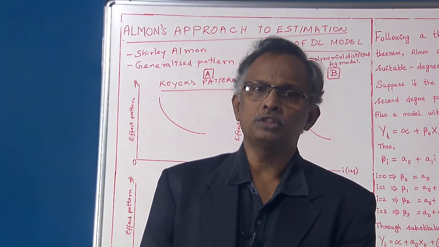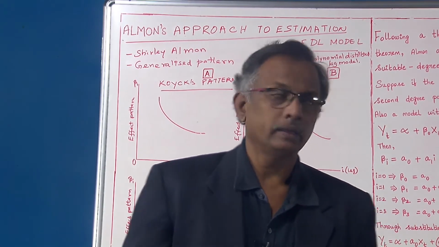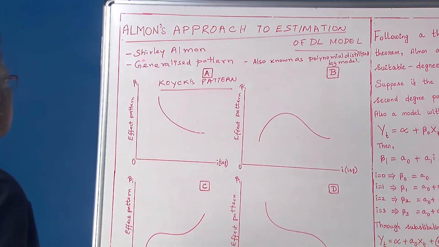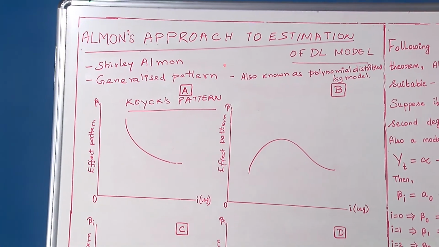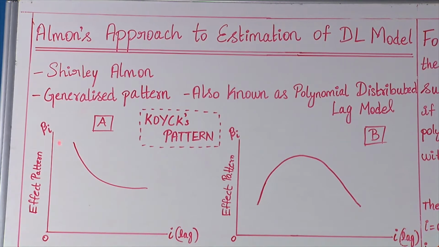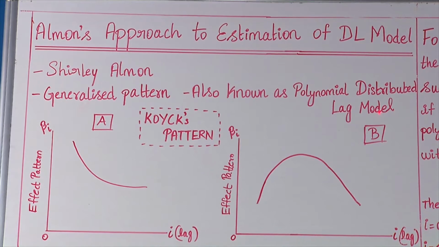Let us see that. The Almon approach was proposed by Shirley Almon. Almon tries to model the generalized effect pattern. This model is also known as the polynomial distributed lag model.